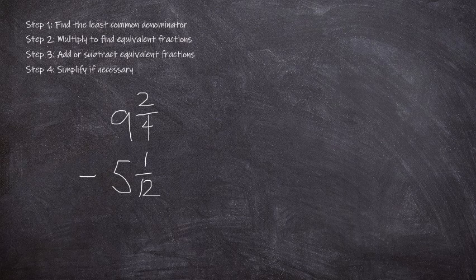Since my denominators are different, I need to do step 1, which is find the least common denominator. And I know that 4 and 12 are related because 12 is a multiple of 4. So let's not bother 5 and 1/12, but we're going to find out what I need to do to get a denominator of 12 on both of these fractions. So 12 is my least common denominator. And I need to change 9 and 2/4. So let's multiply the 2/4 part of this by something in order to get a new equivalent fraction with a denominator of 12.